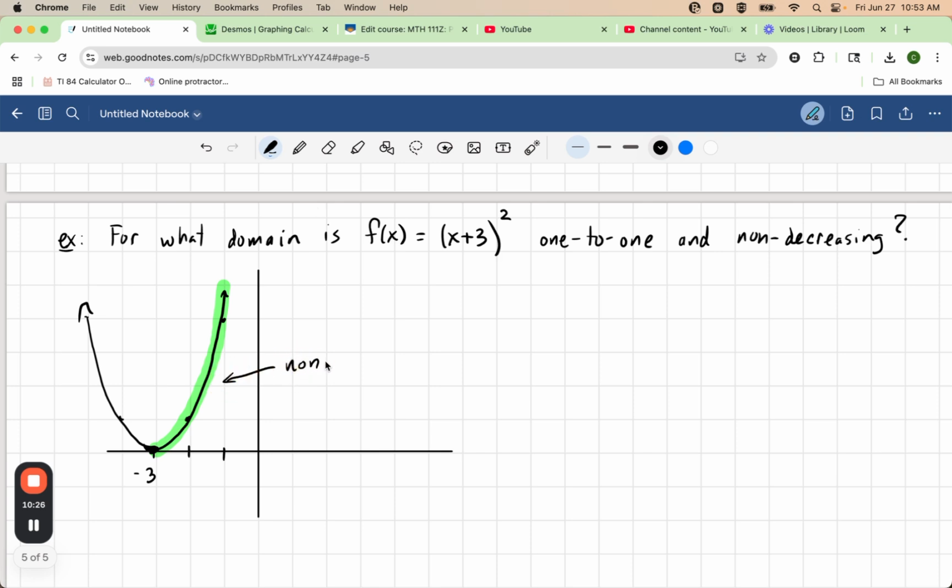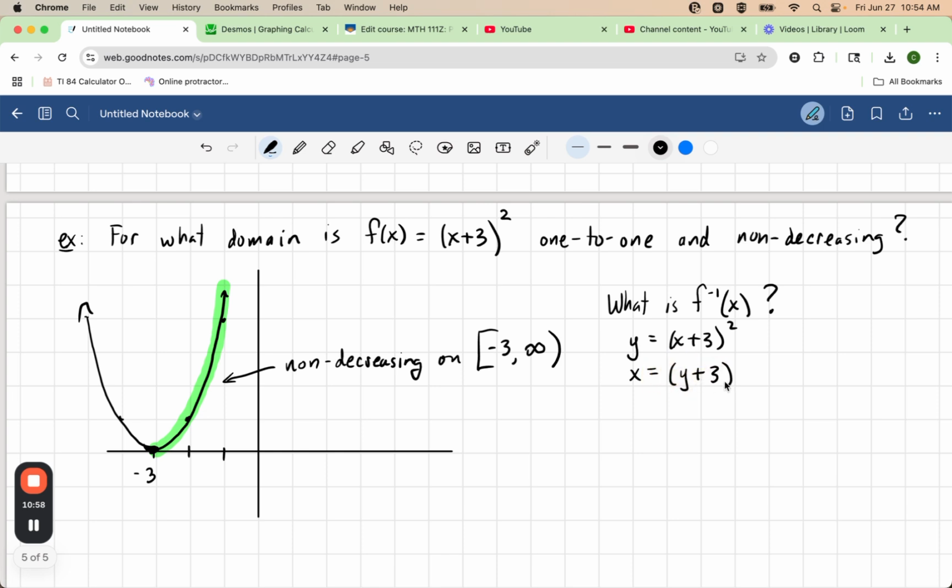Okay, so let's write that down. Non-decreasing on the interval -3 to infinity. So if I restrict my domain to that, then I can find the inverse function. Let's do it. What is f inverse of x? So y equals (x plus 3) squared. Switch x and y. So x equals (y plus 3) squared. Square root both sides. And I get that. Now subtract 3 from both sides.